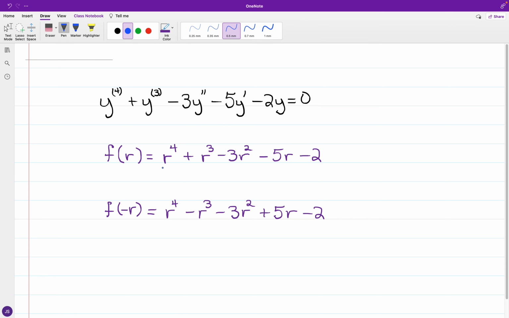And for our given function, going back to f of r, without writing all the terms out, I'm just interested in the first and the last coefficients. So you have 1r to the fourth and minus 2, and we have a setup where the leading coefficient we'll call p, so p is equal to 1, and q, the last coefficient, is negative 2.